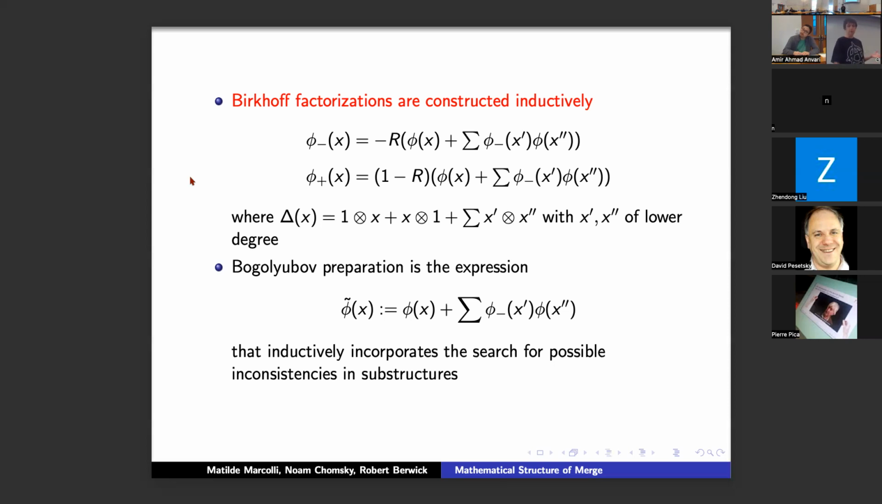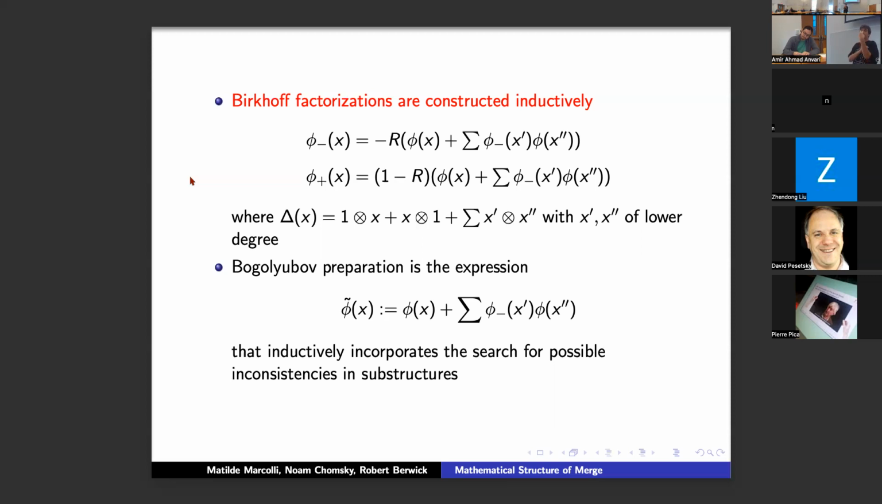So let's just look at the first one. What you do is you take your original character phi, and instead of just projecting that, the first term, this R of phi, would be you take your character phi and you just look at the projection on one side of your Rota-Baxter.